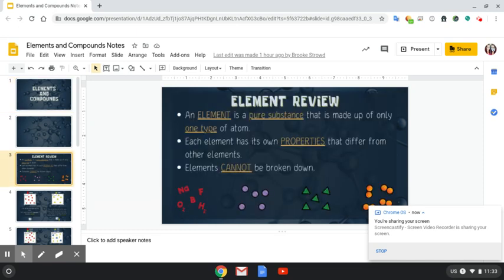So let's review elements really quick. An element is a pure substance that is made up of only one type of atom. Let's say it together. An element is a pure substance that is made up of only one type of atom. So if you're looking on a periodic table, that would mean there's only one capital letter. Each element has its own properties, both physical and chemical, that differ from other elements. And because they are a pure substance, they cannot be broken down. They only have one type of element.